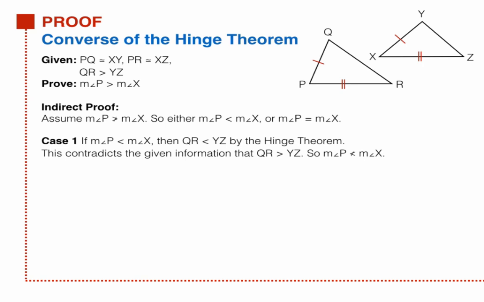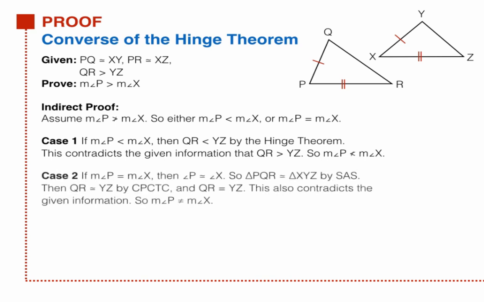But that contradicts the given information, and that's when you know you've encountered something ridiculous, when you contradict the given information. The given information was that QR was larger than YZ. So we know it can't be the case that the measure of angle P is less than the measure of angle X.